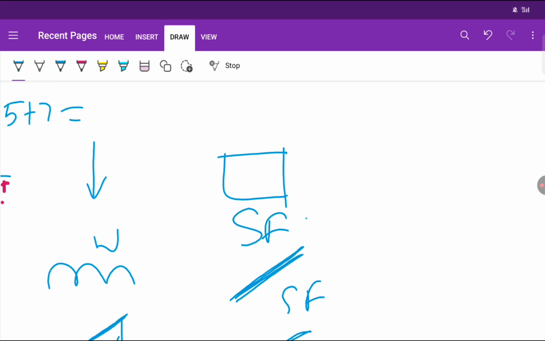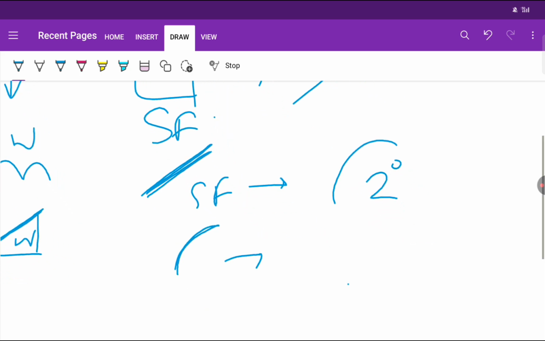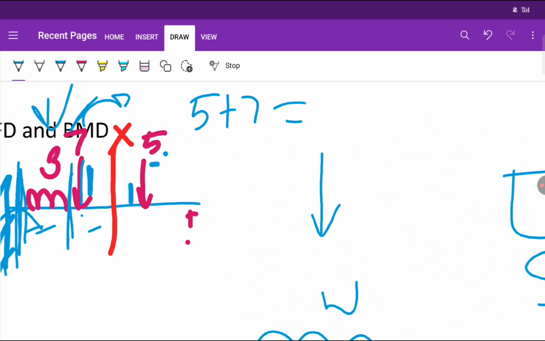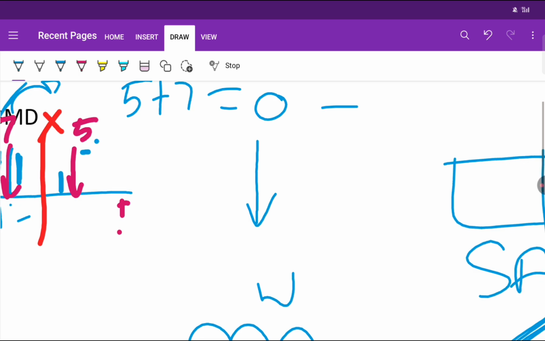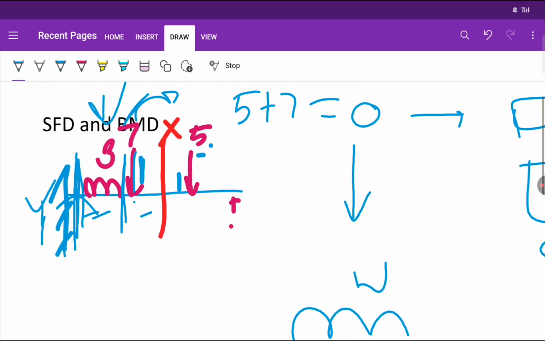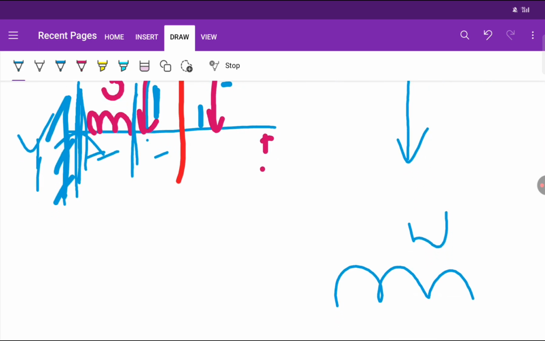Okay, now what about the bending moment? If the shear force is rectangular, then we will have bending moment as triangle. If the shear force is triangle, then we will have 2 degree parabolic. If the shear force is parabolic, we will have 3 degree parabolic. Now if there is zero shear force, then we will have a rectangle bending moment. Okay, remember. So here I want to draw the shear force diagram.